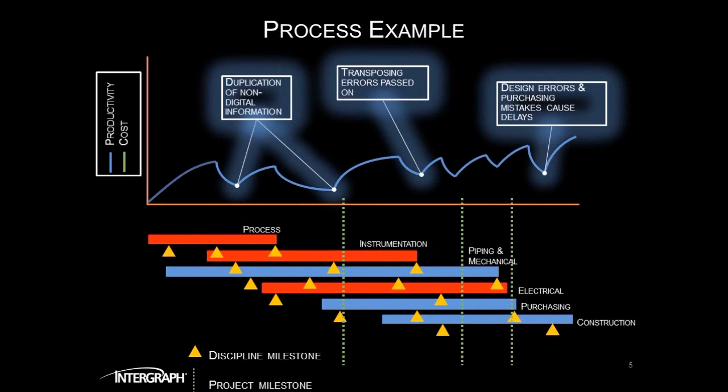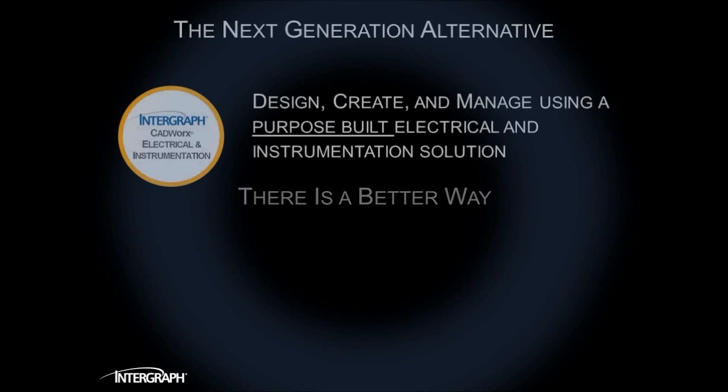Every step where information is passed, that information is typically re-entered by someone. Transposing this data introduces mistakes, and errors are passed on. Unfortunately, the later in the process that errors are found, the greater their impact. Every dip in productivity causes costs to rise. Well, fortunately, there is a better way.